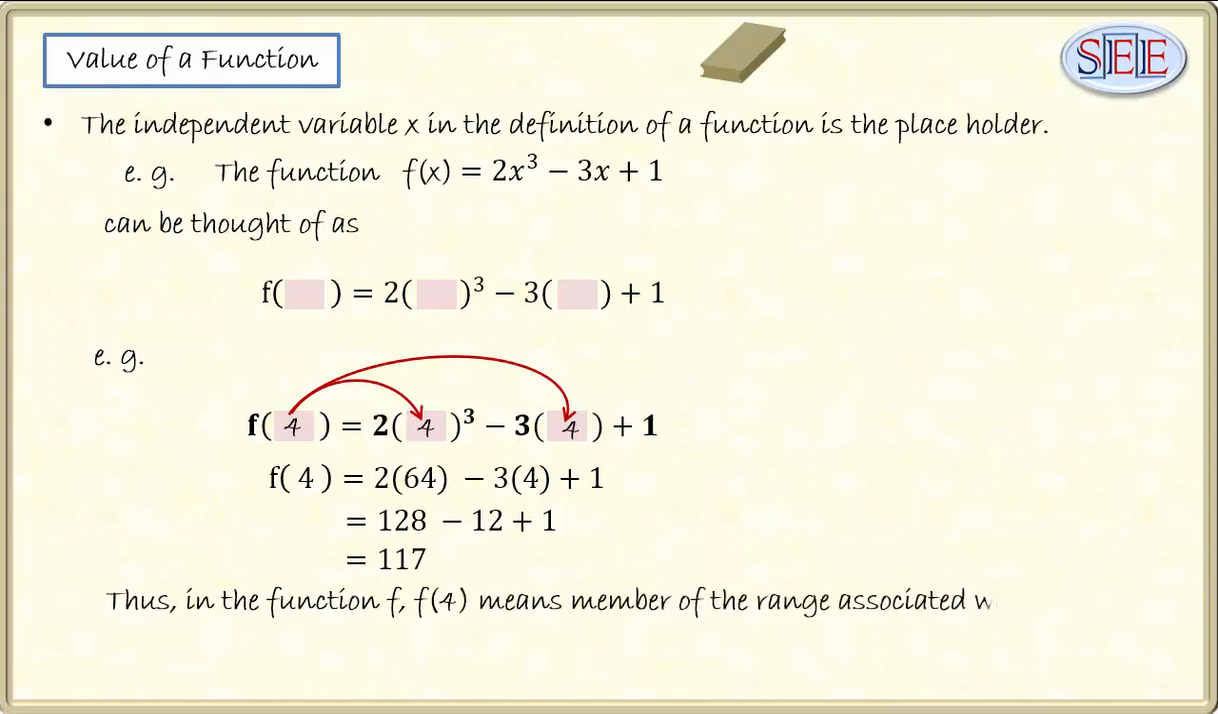Thus, in the function f, f of 4 is a member of the range that is associated with a particular element 4 in the domain. So 4 in the domain is associated with f of 4, and f of 4 simply is, in this case, 117. We'll take more examples.